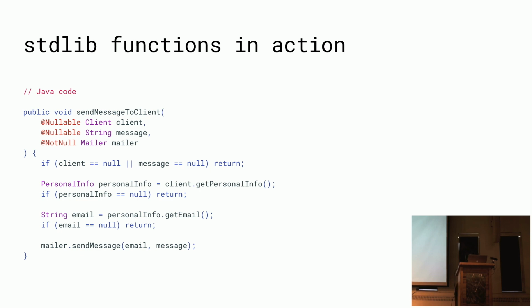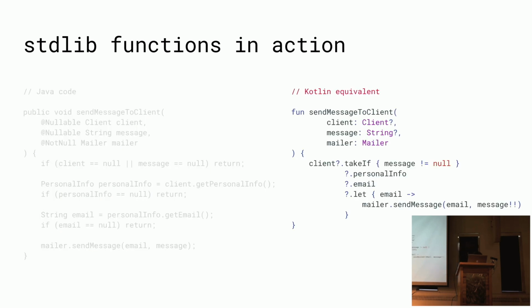So we have this block of code. We want to send a message to a client. We have the client, the message, the mailer, and we're doing null checks and then getting information, and then null checks again before we finally send the message. If we're going to write the Kotlin equivalent, it's a lot shorter.